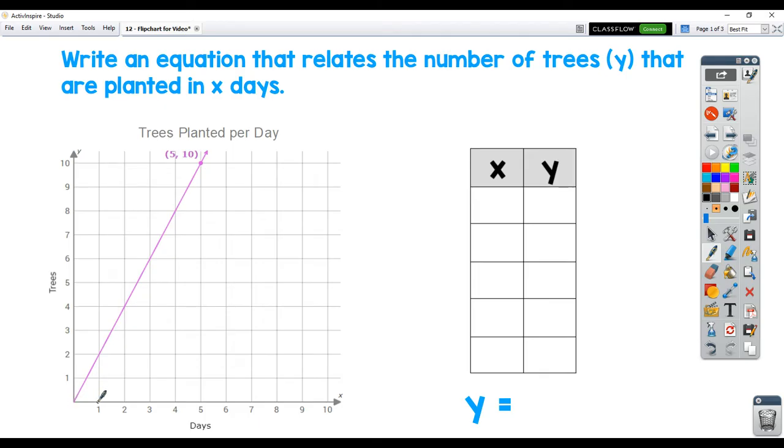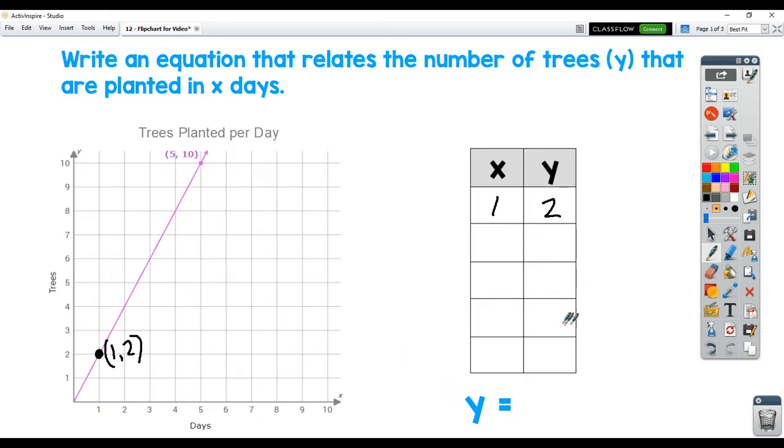If I go over to 1 day, and then I follow up to see where my line in my linear equation hits a y value, you'll see there's a point right there at 1, 2. And what that 1, 2 means is on 1 day, there are 2 trees planted. So I'm going to record those x and y values. 1 is my days along the x-axis. 2 is the number of trees that are planted. I'll just continue doing that until I have my table filled out.